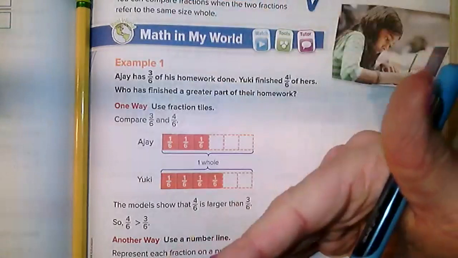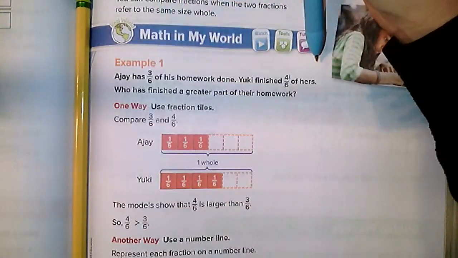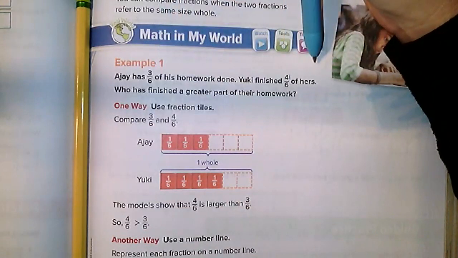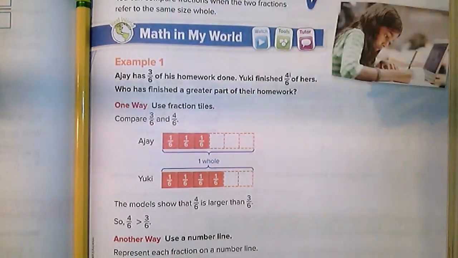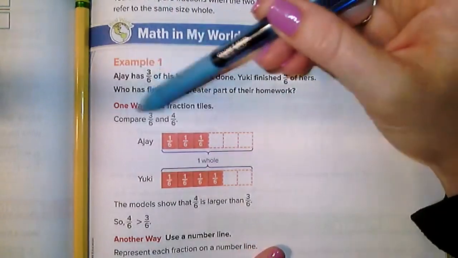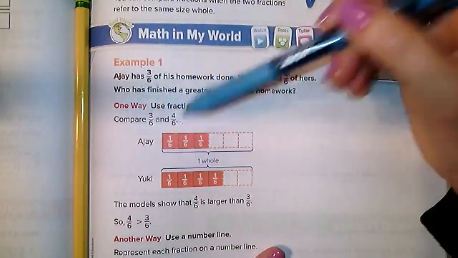So quickly, just by that information, could you say which student has finished more of their homework? What do you think? Make an educated guess. If you're unsure, let's go ahead and look at the image below. We're going to use the fraction tiles down here. So we're going to compare 3/6 and 4/6.